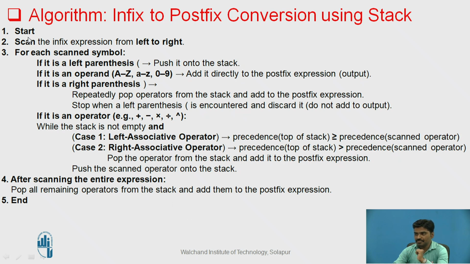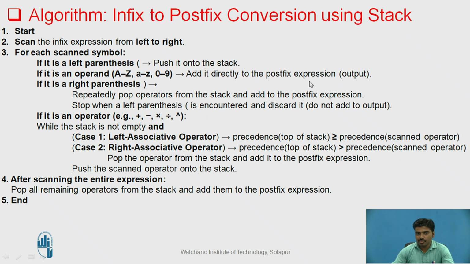First step is start. For each expression you have to scan from the first character to the last character, from left to right. For each scanned symbol, if it is a left parenthesis, you have to push it into the stack. If it is an operand, for example, operands are capital A to Z, small a to z, or 0 to 9. These are the operands.